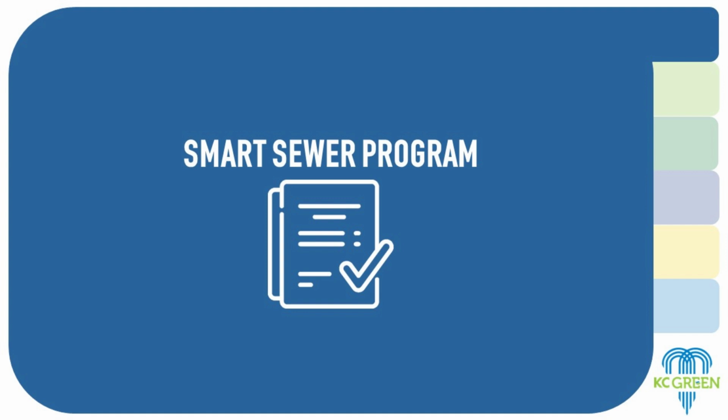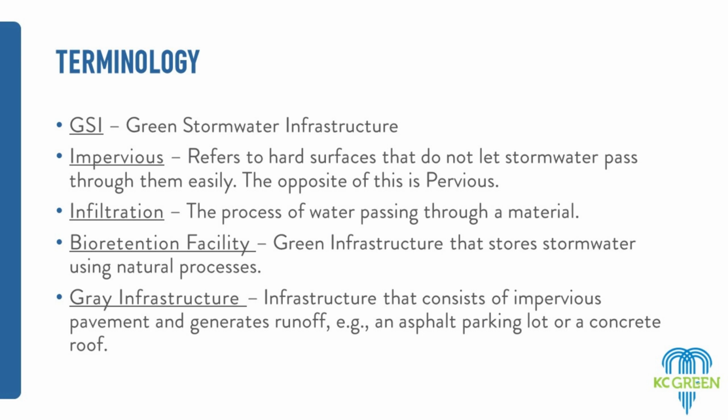So I guess just to start, some terminology. GSI, you'll probably hear us say a lot. That means Green Stormwater Infrastructure, just a short acronym for that. Green infrastructure can be known as a lot of different things. Sometimes you'll hear it called stormwater BMPs or something else, but it all comes down to the same term. GSI is what we're talking about, and that's what we'll consistently use within this program.